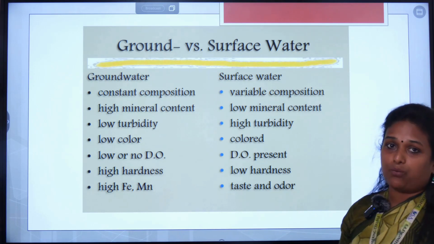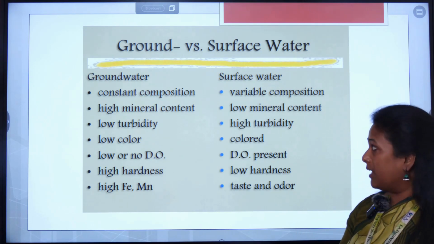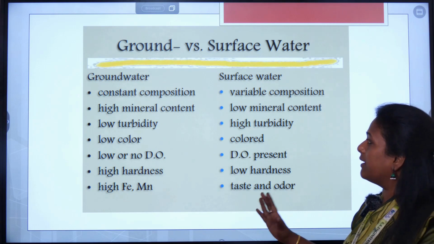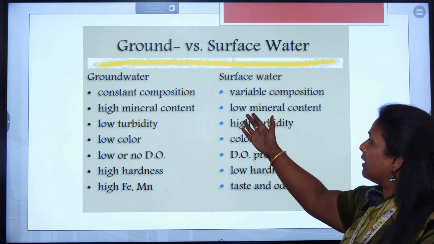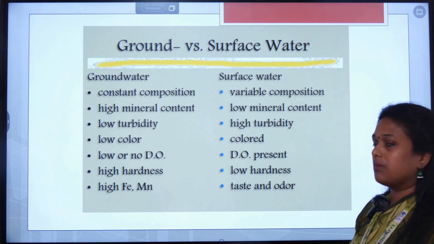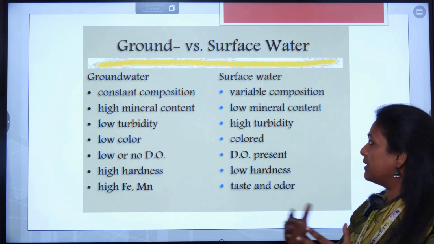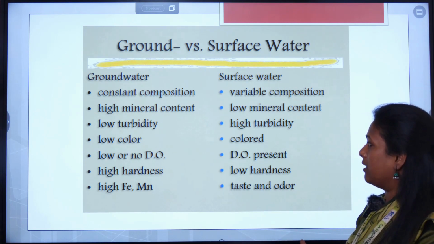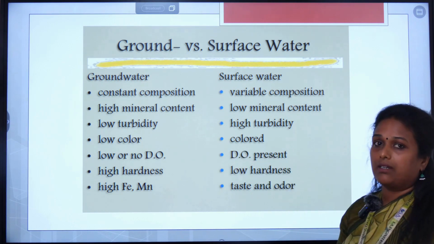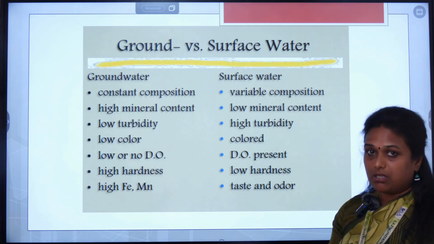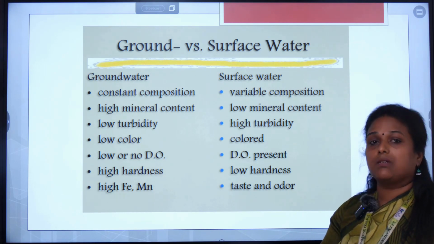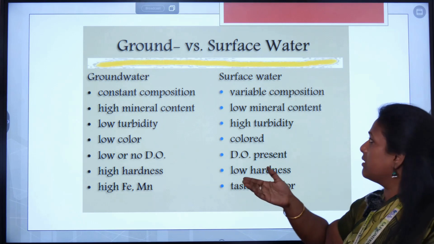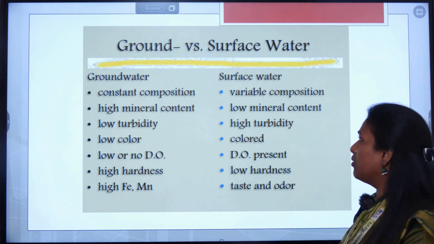We have two types of water, as we have seen in the sources of water: groundwater source as well as surface water. But groundwater and surface water have their own characteristics. In groundwater we have a constant composition because it is underground and will not be disturbed by surface conditions, whereas in surface water the composition varies. Groundwater has high mineral content because it is present under the soil. Whatever minerals the soil has will be absorbed in the water, so groundwater will have high mineral content, whereas surface water will contain only low mineral content.